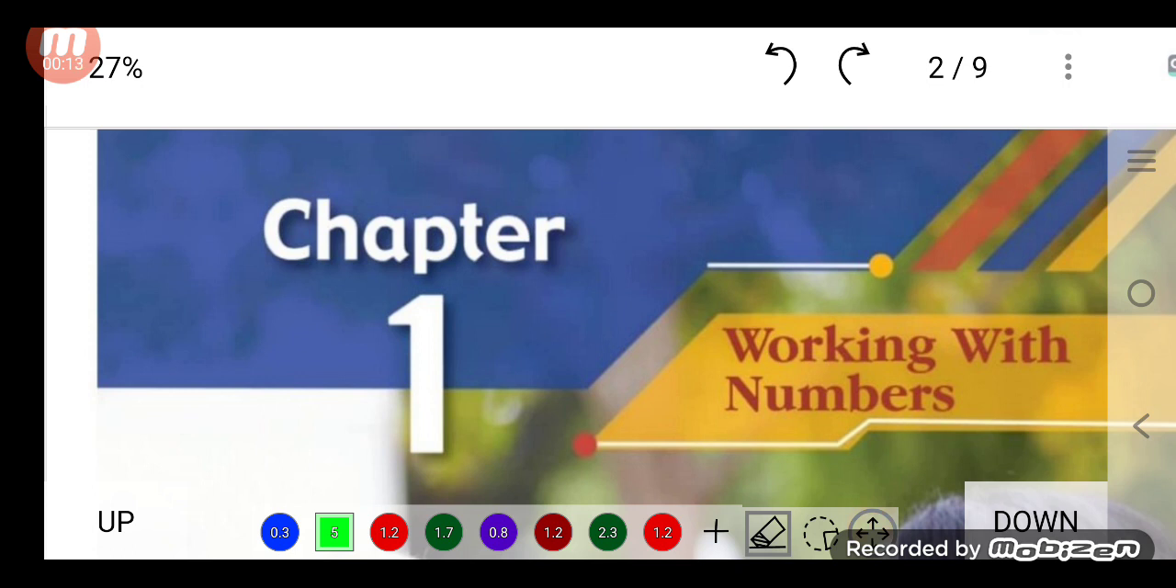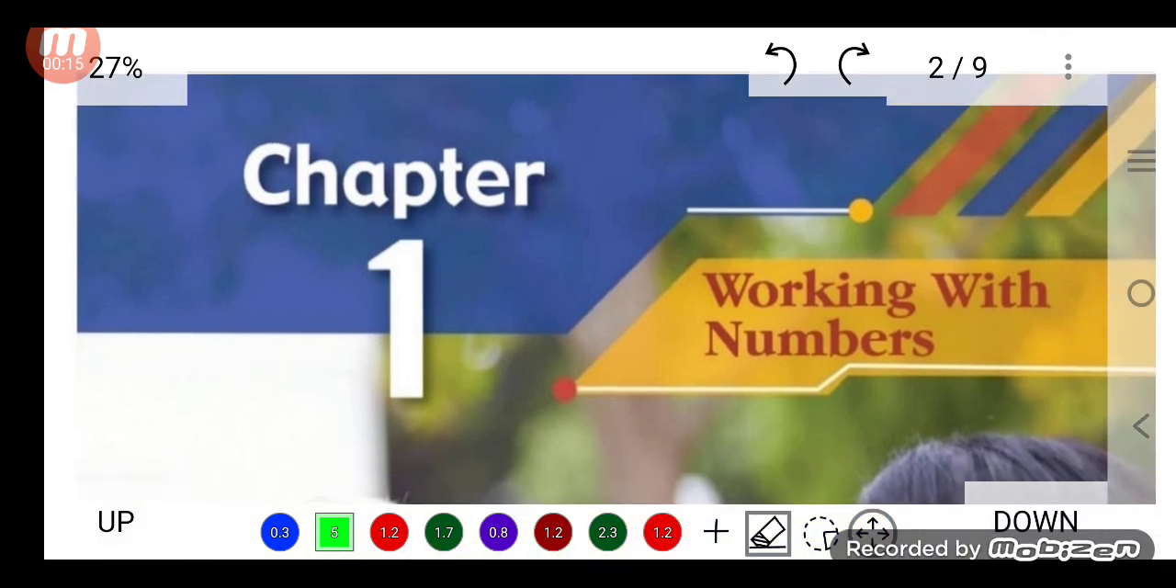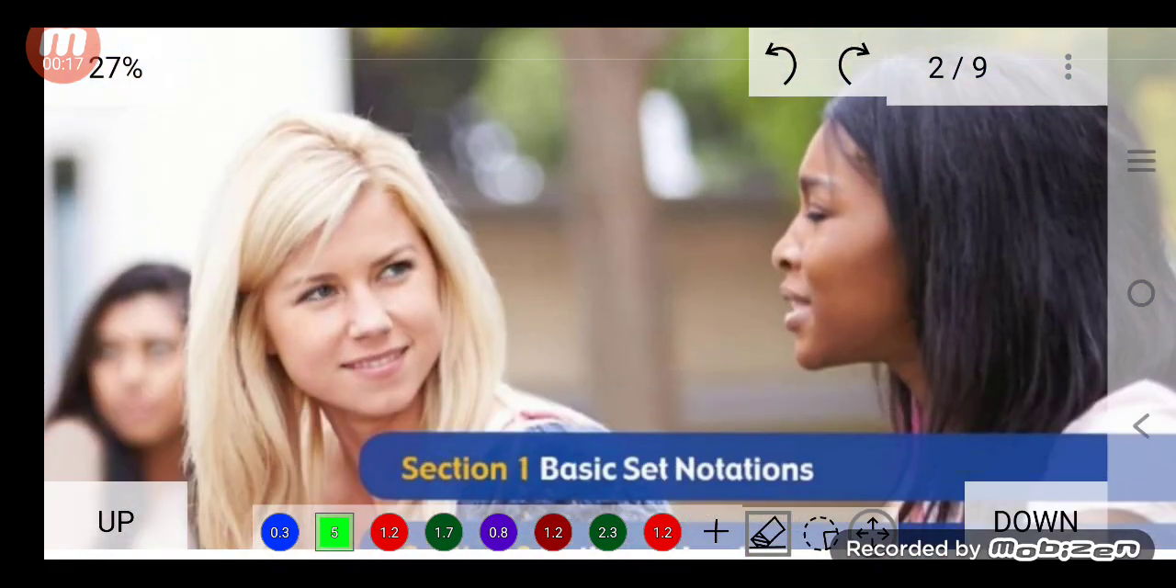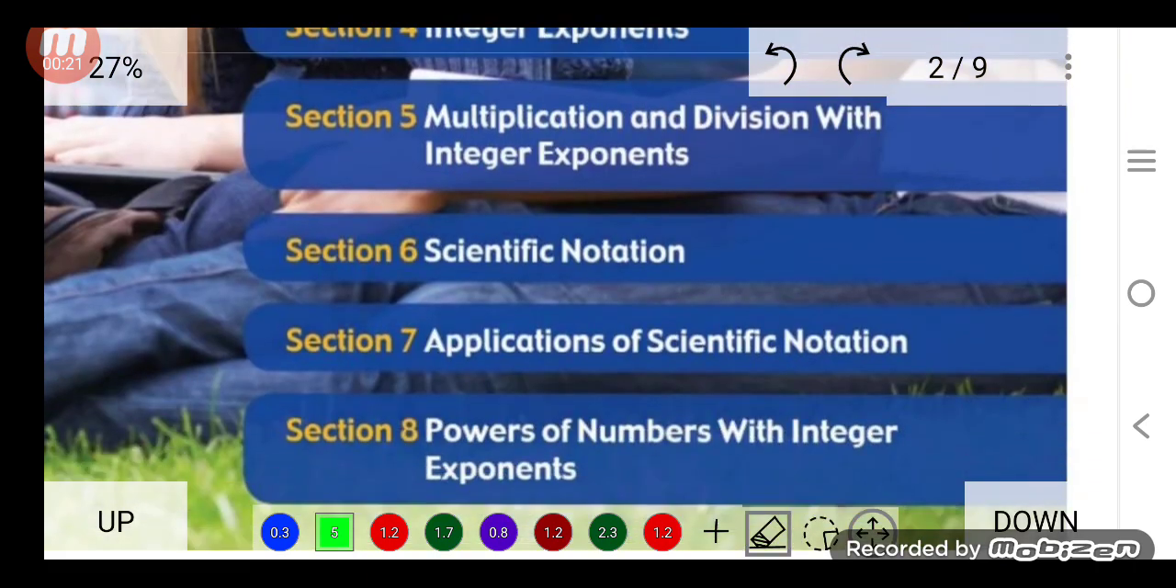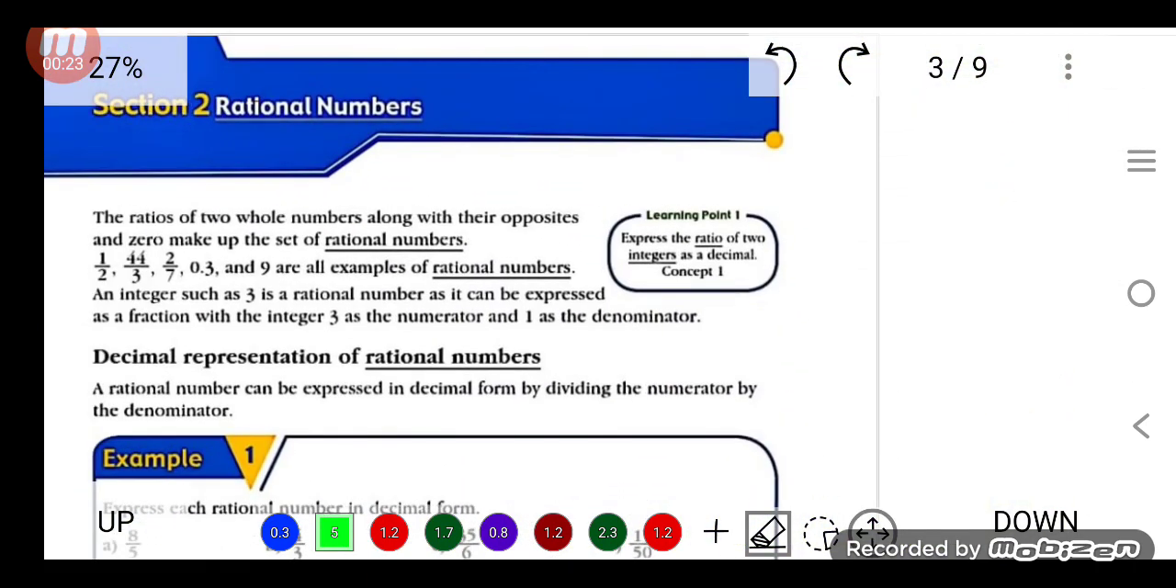In this video, I'm going to explain section 2 in chapter 1, which is rational numbers. So let's start.